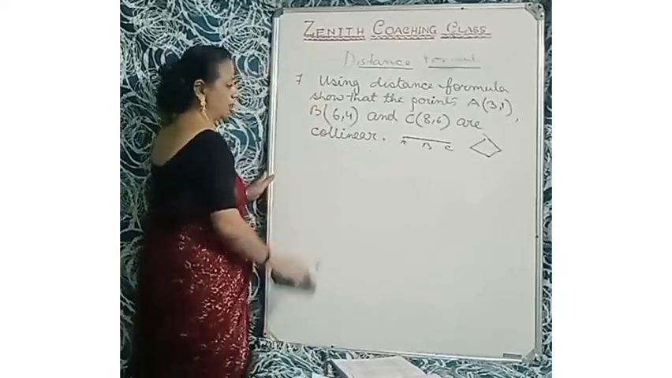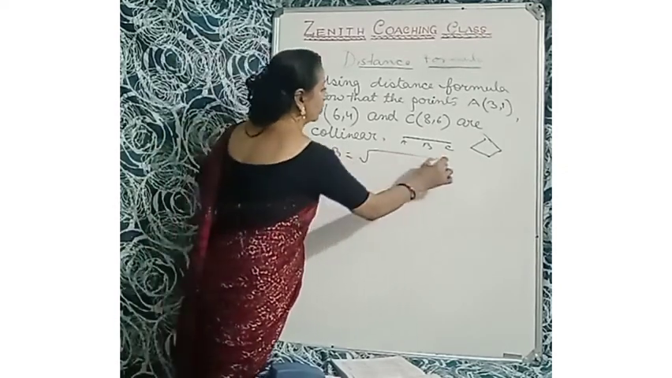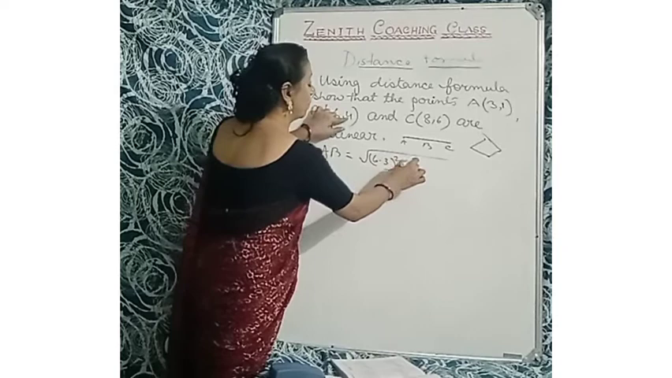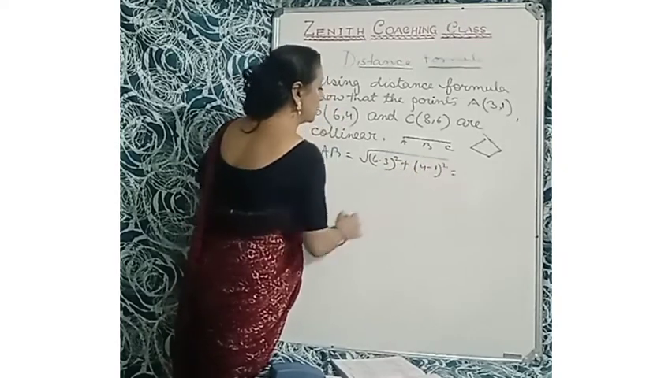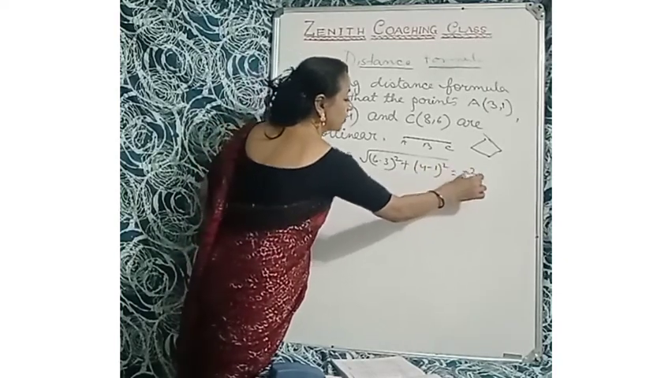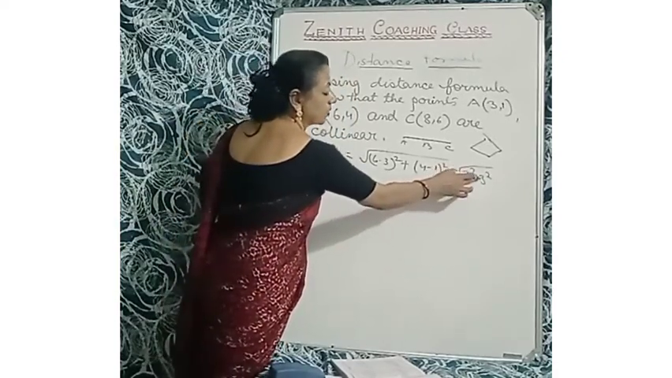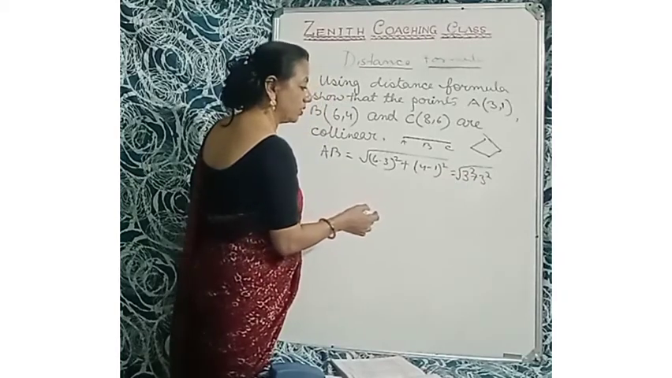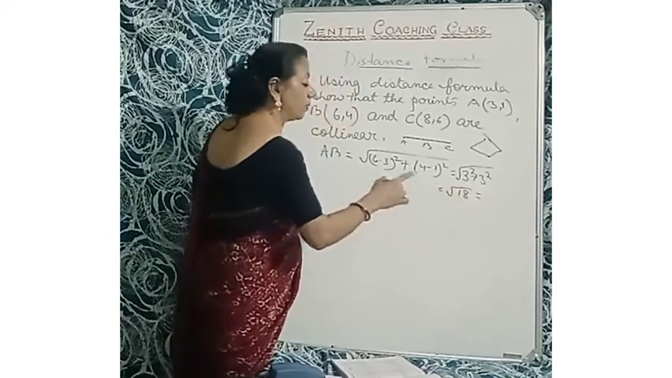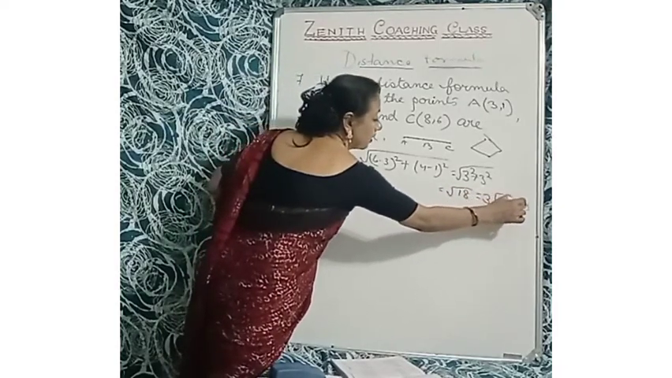The sum is a little lengthy. AB equals root of (6 − 3)² + (4 − 1)². So (6 − 3)² is 3², 3² plus 3², that is 9 plus 9, 18. Root over 18 is root of 3 × 3 × 2, so 3 root 2 units you have to write.